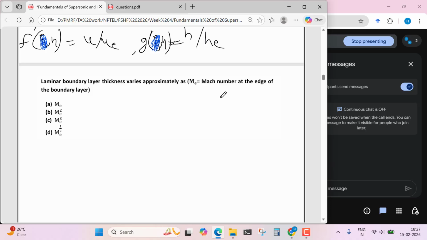Laminar boundary layer thickness varies approximately as, M_e equal to Mach number at the edge of boundary layer: A, M_e; B, M_e square; C, M_e cube; and D, M_e to the power 1 by 2. So what will be the answer for this problem?